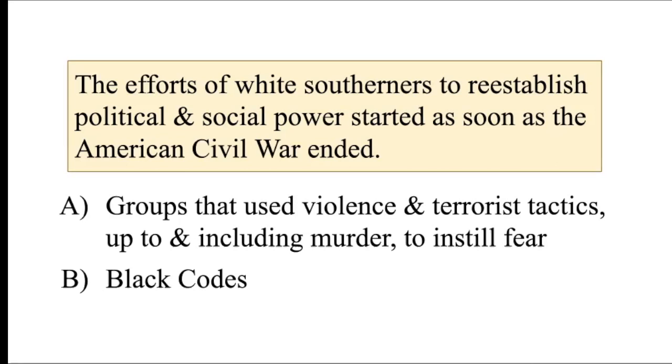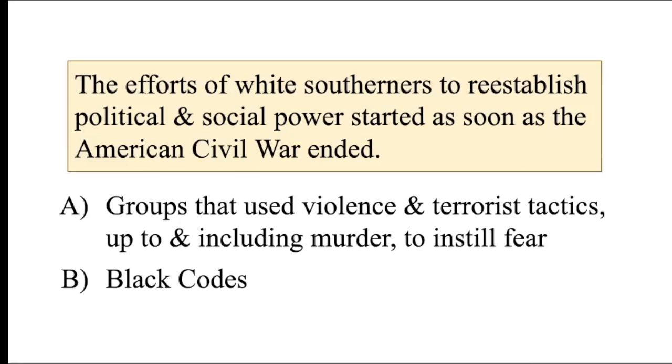The most famous of these terrorist organizations is, of course, the KKK, or the Ku Klux Klan, formed by Confederate veterans in Tennessee in 1865. But the KKK was by no means unique. There were other groups like the Knights of the White Camellia and some other ones.